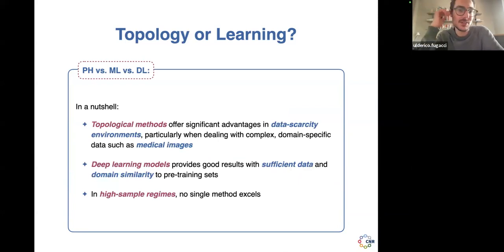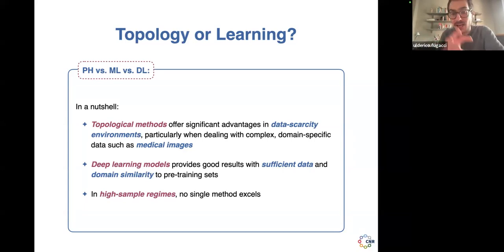To conclude, it is actually what I was saying right now. In situations of data scarcity, and when we have to deal with a specific domain such as medical images, topological methods show that they offer a very significant advantage with respect to learning methods, while deep learning models obviously provide very good results when we have sufficient data. But as I mentioned before, another aspect to be considered is the domain similarity to the pre-training sets. If there is a domain shift, deep learning models could perform very badly. And of course, I'm saying a long list of trivial facts that probably we all know, but I think this kind of analysis could be helpful for some of us.